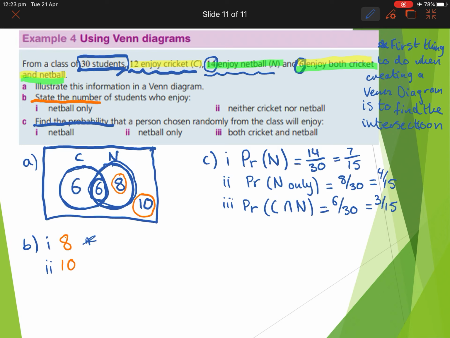All right, so this is what we're looking at today. It is quite a bit of information, so we'll spend today and tomorrow's lesson on Venn diagrams. I'll put up the questions from your textbook on our Teams page. Thanks, guys.